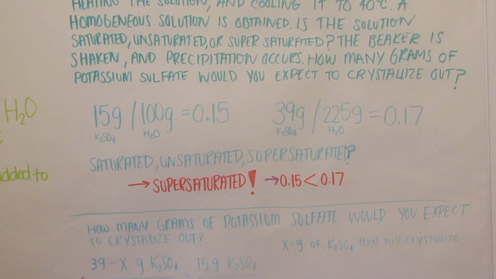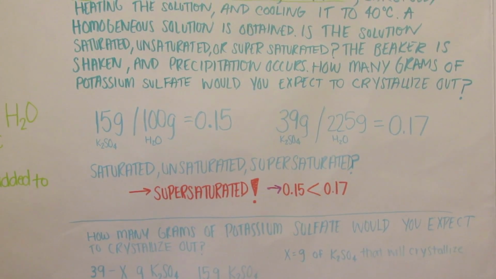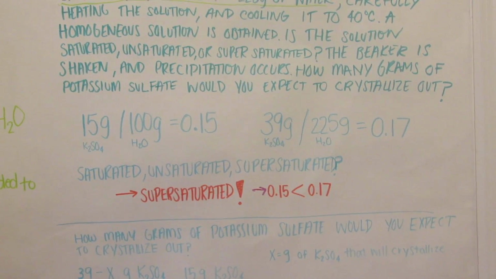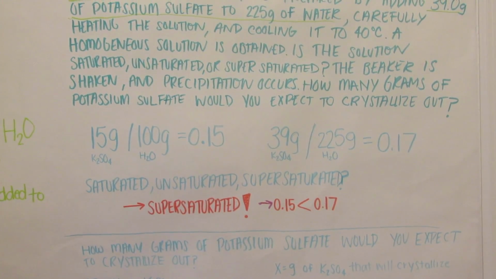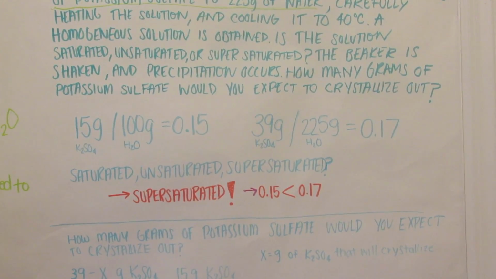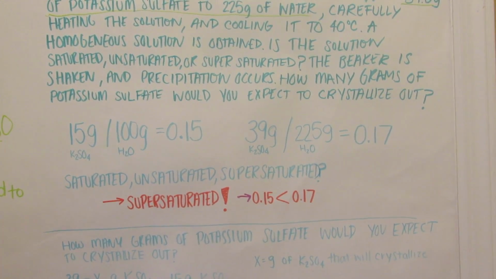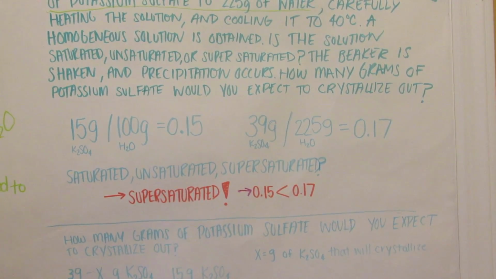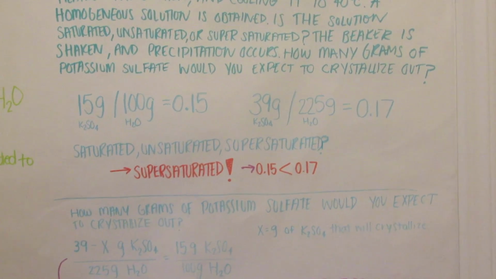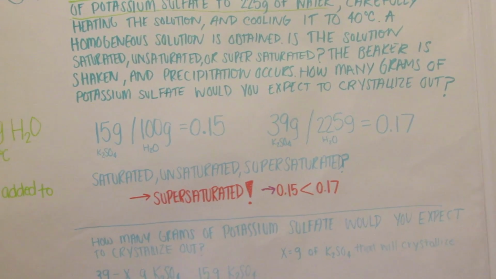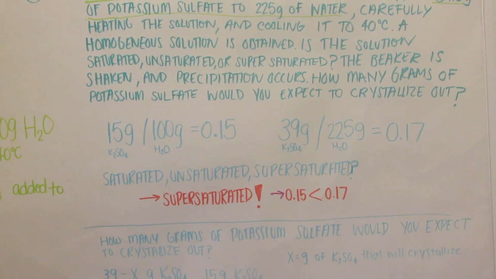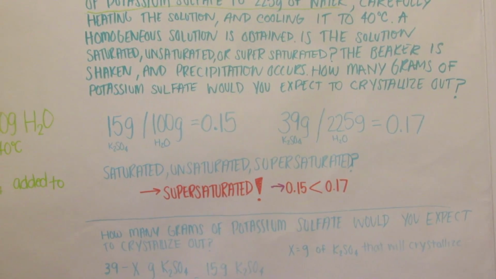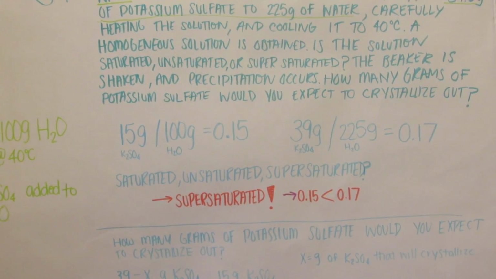So comparing it to the 0.17, 0.17 is greater, which means that in the beaker it's going to have too much of the potassium sulfate compared to the water, so it's going to be supersaturated. We also know this because the next sentence in the problem is the beaker is shaken and a precipitation occurs, which also proves our point that it is supersaturated.